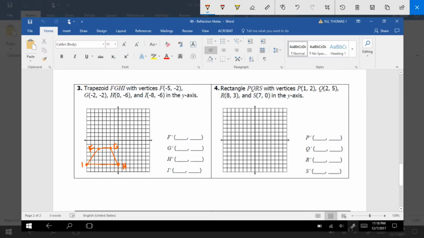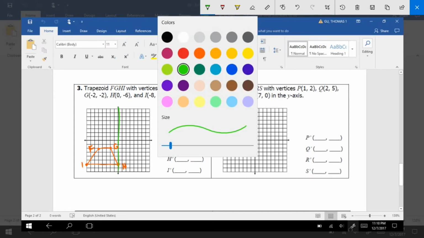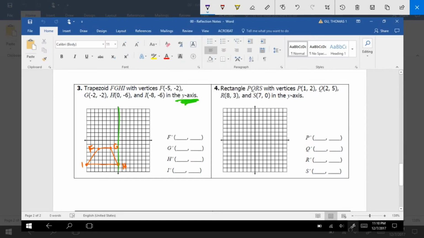So we're going to have to find the new points. Over what are we reflecting this time? Over the y-axis. That's going to be right here. And so to find our new points, once again, we're just going to count how many spaces away each point is. Let's start with F. F is how many spaces to the left of the line of reflection? It is 5 spaces to the left. So we're going to go 5 spaces to the right. So our F prime is going to be right about here.